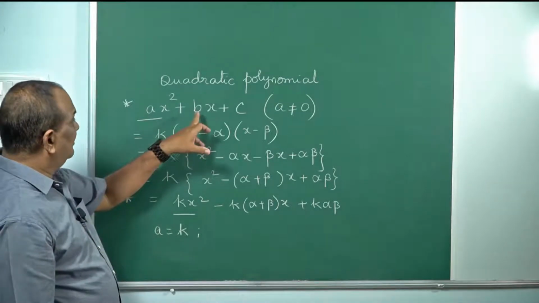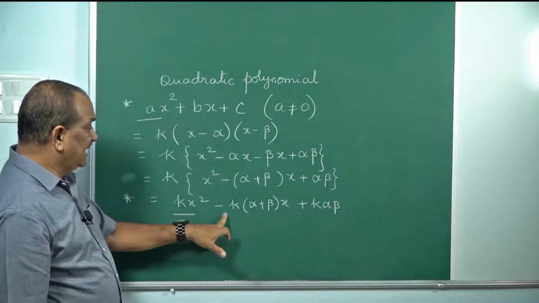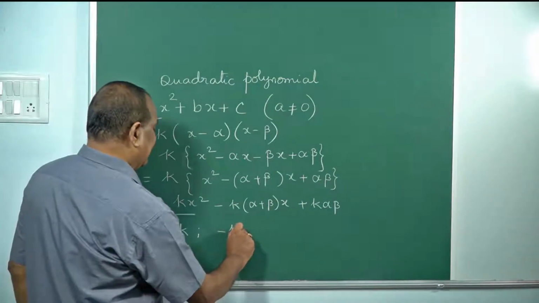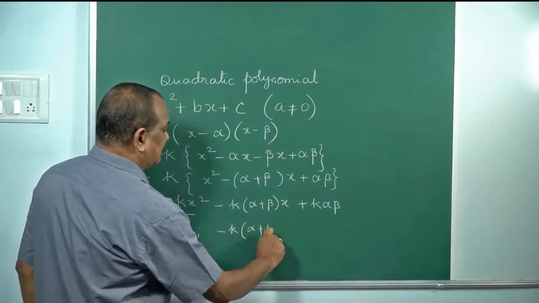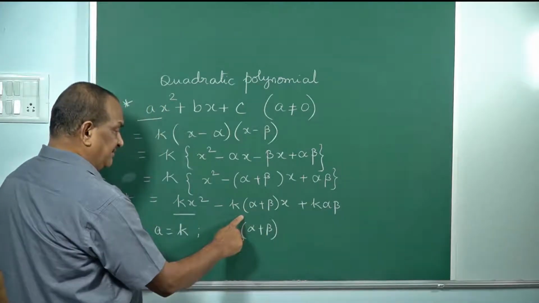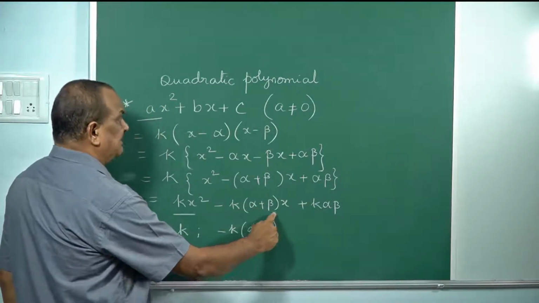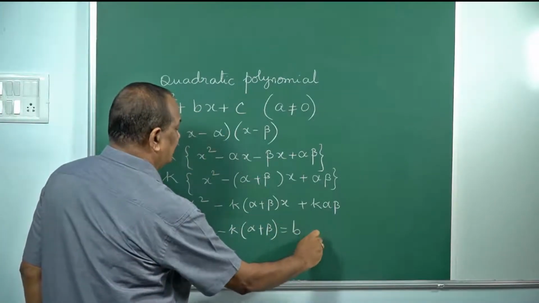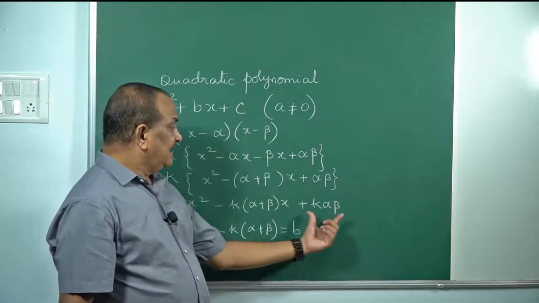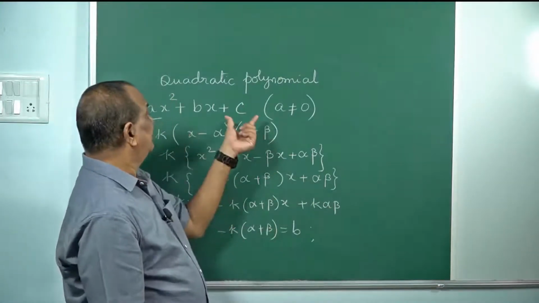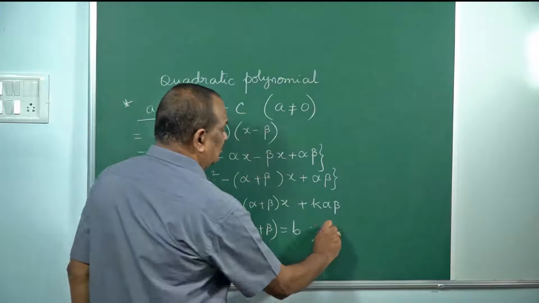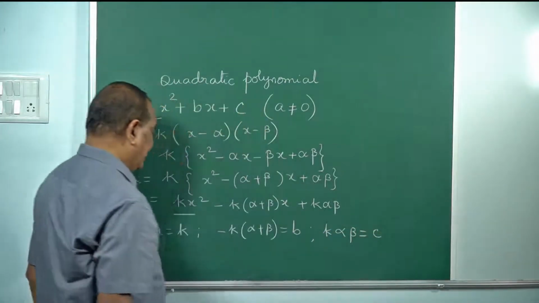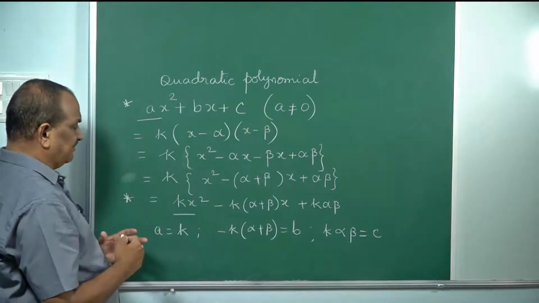Next one, bx and minus k times alpha plus beta x. Okay, minus k times alpha plus beta, x coefficient minus k times alpha plus beta, but x coefficient is b, is equal to b. Next one, k times alpha beta, this is c. So k times alpha beta is equal to c. So now it is easy for me to compare.